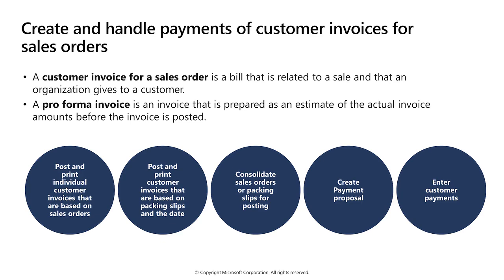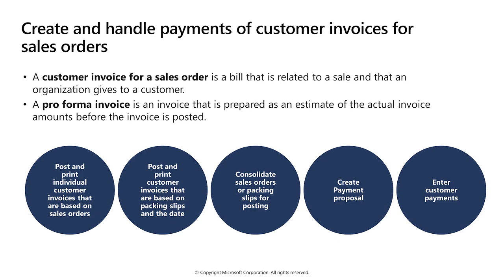Inventory transactions are updated with the invoice number, and the status in the line status field on the sales order is changed to invoiced. View the status of the sales order in the All Sales Order list page. Third step is consolidate sales order or packing slip for posting.